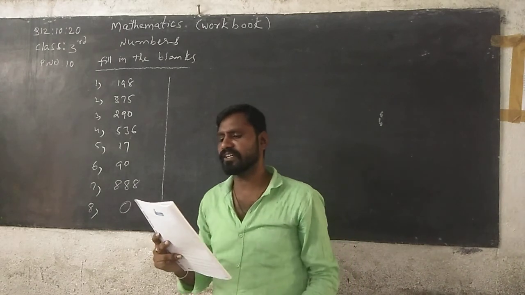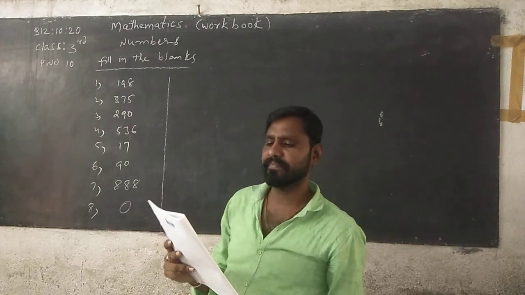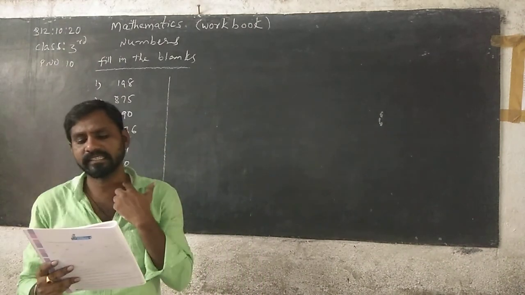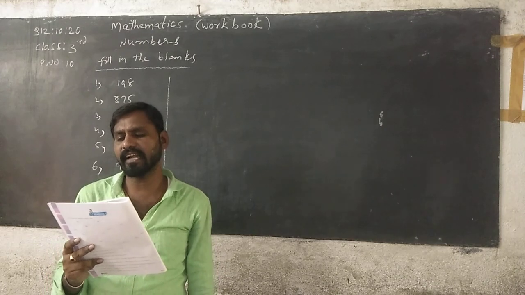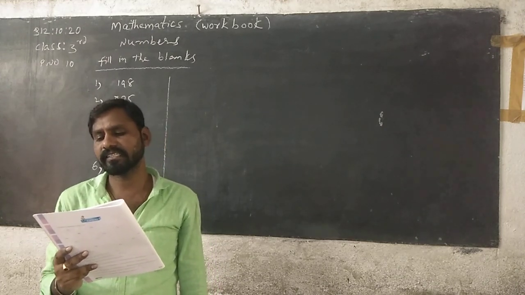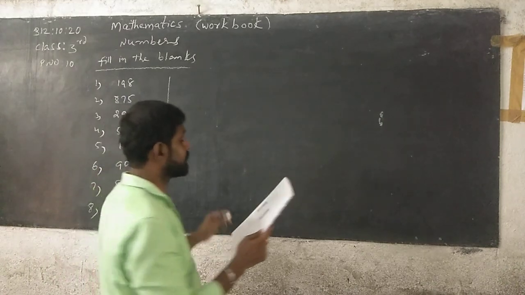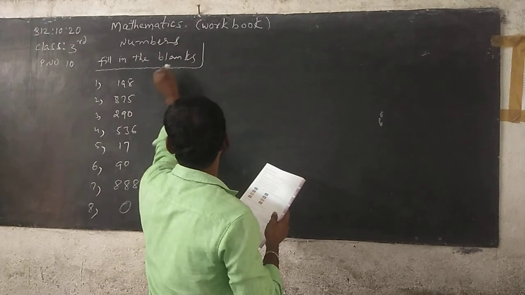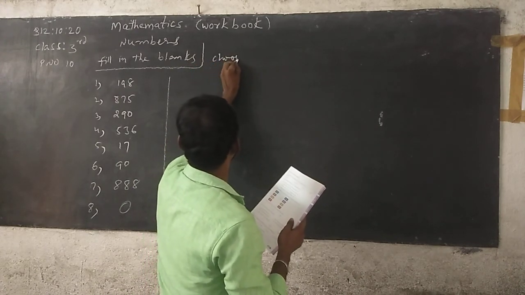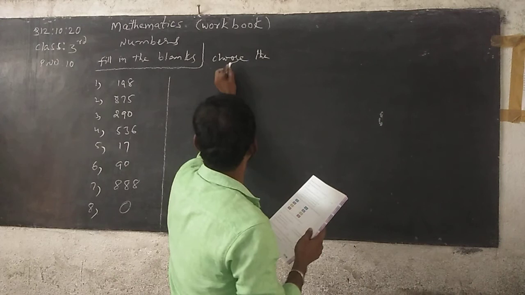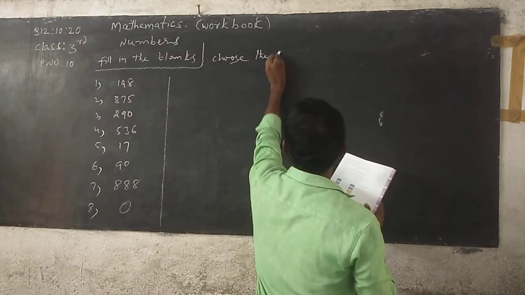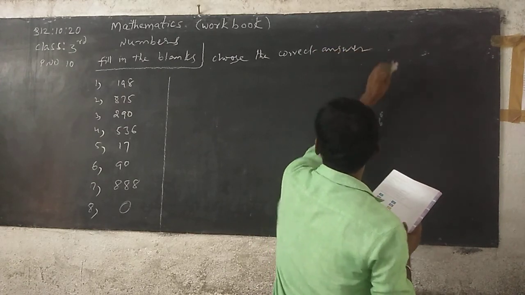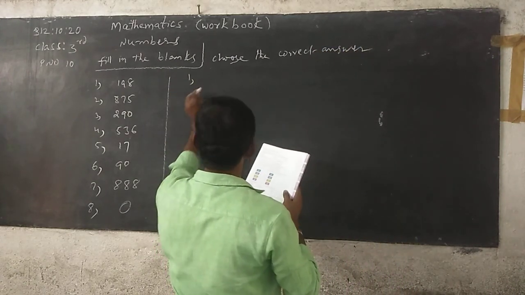876 in its numerical form is: A, 867; B, 876; C, 678; D, 768. So B is the correct answer. See, first one is B.